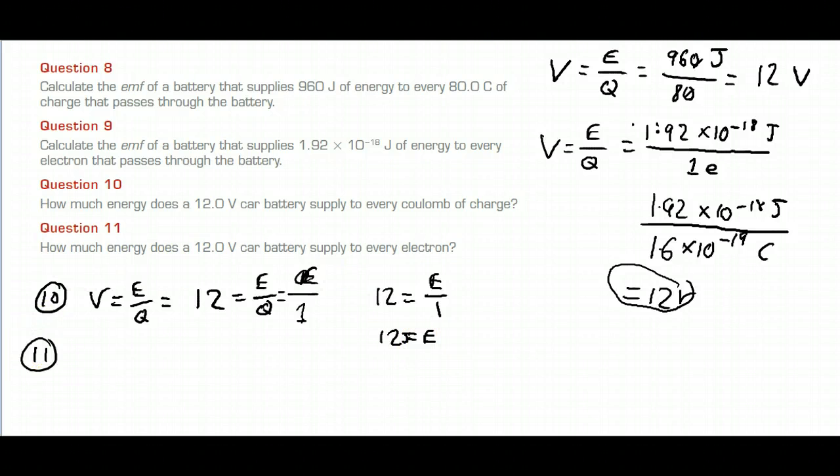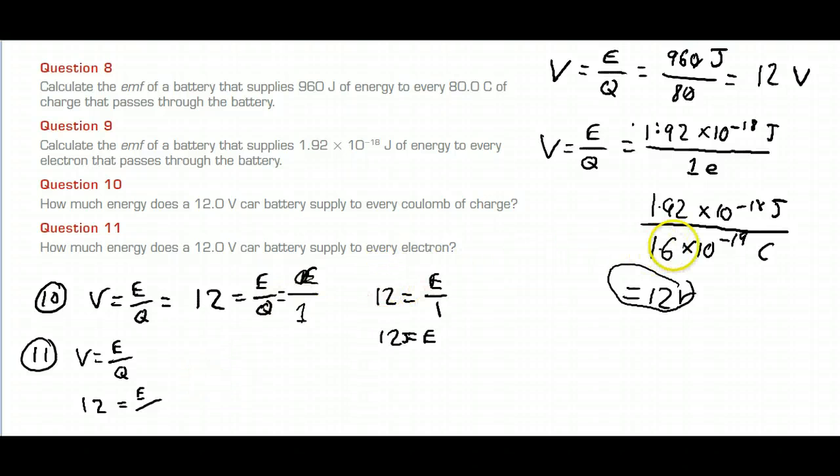For question 11, how much energy does a 12 volt car battery supply to every electron? So again, V equals E over Q. This time the voltage is 12, energy is what we're trying to find, and the charge, we've been told, is 1 electron. Each and every electron, how much energy is supplied to each electron? We've got to convert our charge into coulombs if this answer is going to make sense, so we've got to change 1 electron into coulombs in order to put it into this equation.